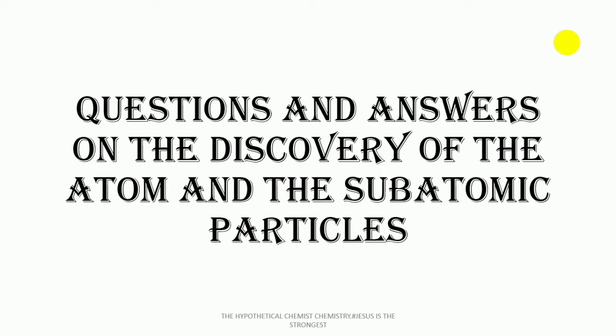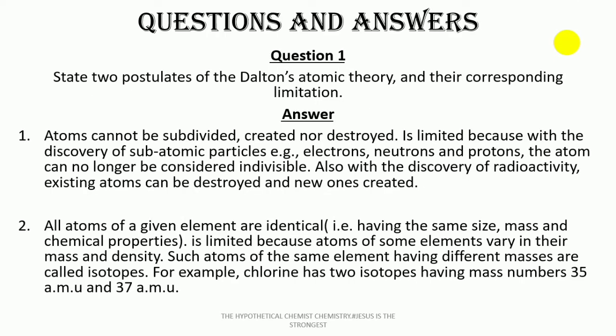Alright, so the first question is, state two postulates of Dalton's atomic theory and their corresponding limitations. The best way to answer this question is you pick any of the postulates of Dalton, with the exception of "element is made up of tiny particles called atoms." Apart from that, the rest you can pick any of them, and then you attach its corresponding limitation to it, and you are good to go.